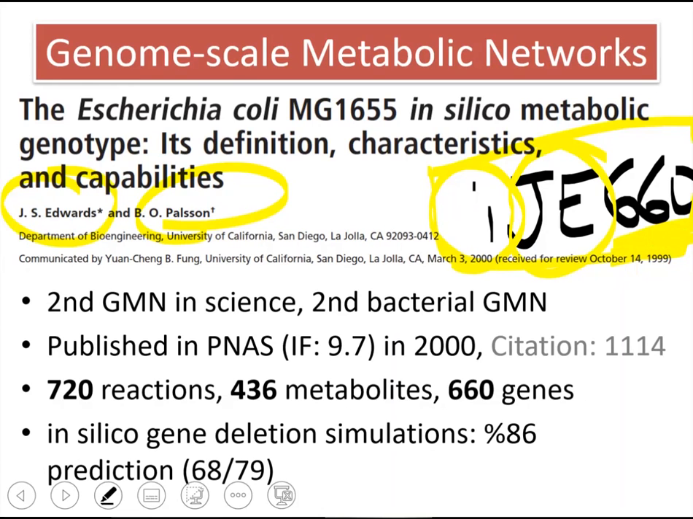They have also applied in silico gene deletion simulations. So they have used FBA-based simulations to test the effect of deletion of 79 genes, whether deletion of those genes leads to a lethal organism or not. And when they compared this with the literature, 68 of the deletions were in accordance with the literature-based experimental results. So in silico gene deletion simulations were successful with an accuracy of 86%.